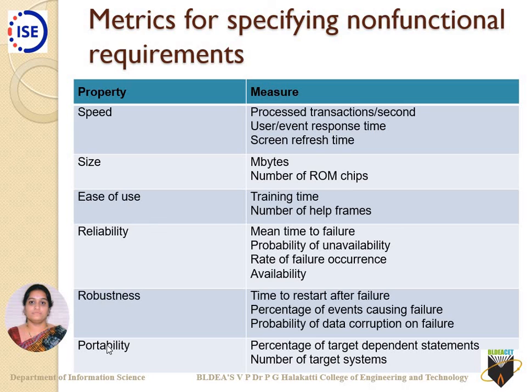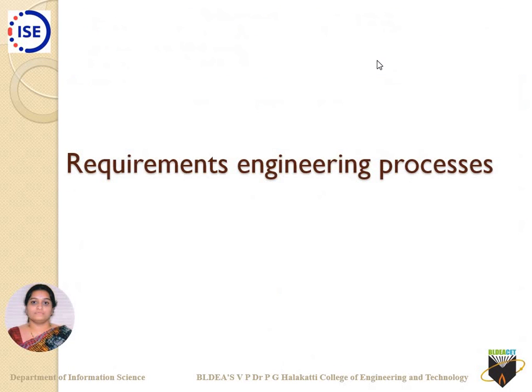Whatever software I look at, if it is working on a desktop system, I want the same thing to work on my tab also, and nowadays with smartphones, it should work there. So that is portability ultimately. These are your metrics which are to be specified for non-functional requirements.